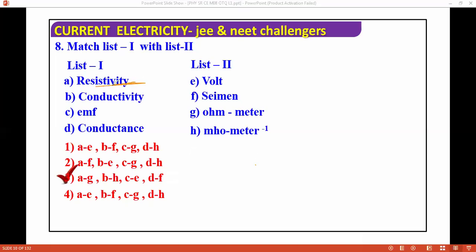If you talk about resistivity, you know resistivity is ohm-meter. All of you know. If we talk about conductivity, conductivity will be mho per meter, basically the inverse of this one. If we talk about EMF, it will be volt, obviously. And conductance will be Siemens. So keep these units in your brain, then you can do it. Either you can do this question by the elimination method as well. If sometimes you miss some units, you can use the elimination method to find the correct answer.